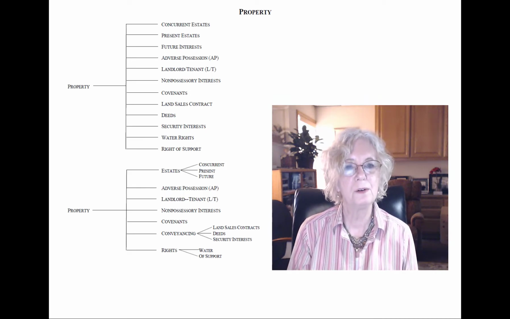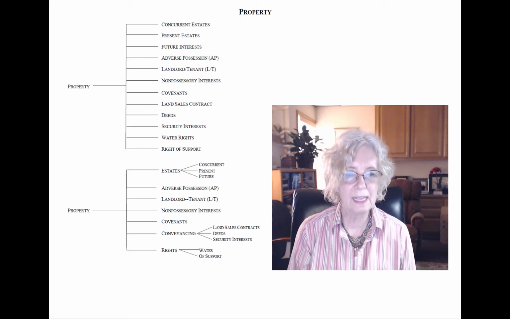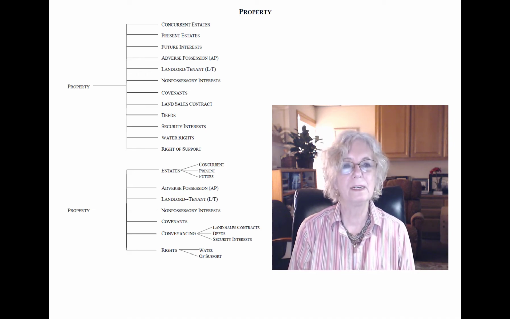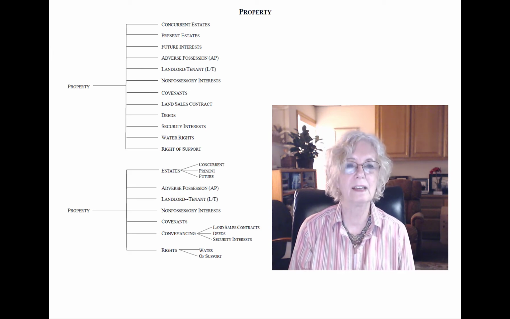We're on to present estates, level 3 in our levels system, in a series that we're calling Mastering the Law of Property using the levels system.